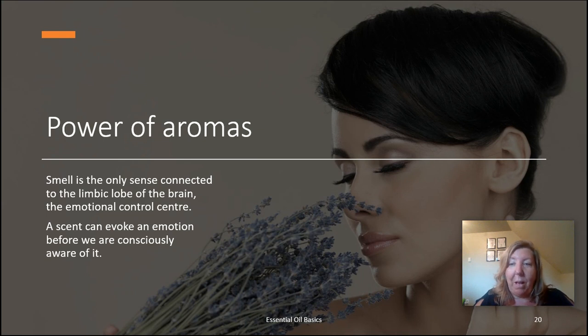So the sense of smell is closely linked to memory, probably more so than any of our other senses. And this can often happen spontaneously with a smell that acts as a trigger in recalling a long forgotten event or experience.